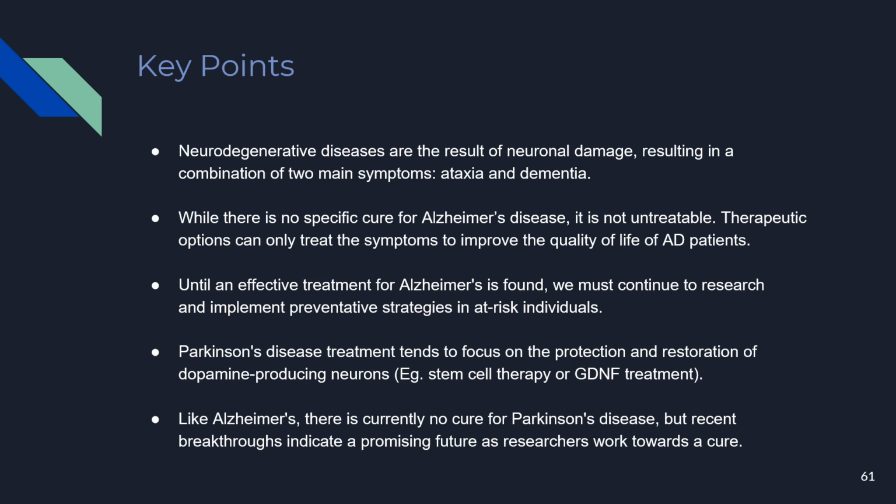In terms of Alzheimer's disease, there is no specific cure, but this does not mean that it is untreatable. There are therapeutic options available, but they can only treat symptoms in order to improve the quality of life of the patient. Until an effective treatment is found, research must continue and preventative measures should be implemented in at-risk individuals. As for Parkinson's disease, it is important to note that the most effective treatments tend to focus on protecting and restoring dopaminergic neurons, as we have seen in stem cell therapy and GDNF treatment. Like Alzheimer's, there is no cure for Parkinson's disease, but recent breakthroughs, like the implementation of the skull-mounted port, indicate a promising future in the search for a cure.